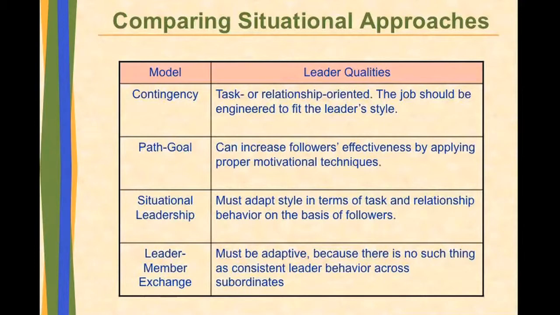In the next couple of slides, we're going to be comparing the different situational approaches. We have the contingency approach, where the leader qualities are based on task or relationship. We have the path-goal approach, where you apply proper motivational theories to have the employees follow an effective way of work in order to accomplish the goal. We have situational leadership, where we look at the style of leadership in terms of task and relationship based on the follower's maturity. And we have leader-member exchange, which is based not on any consistent behavior, but on the relationship between the leader and certain members, the in-group and out-group of an organization.